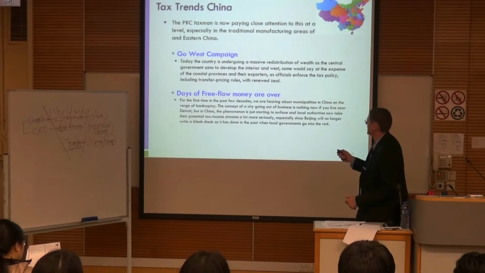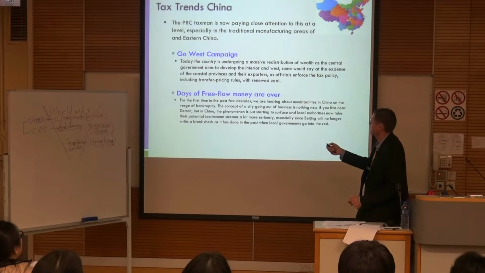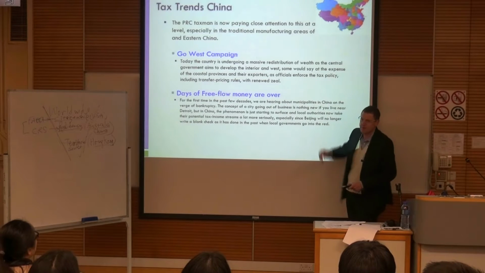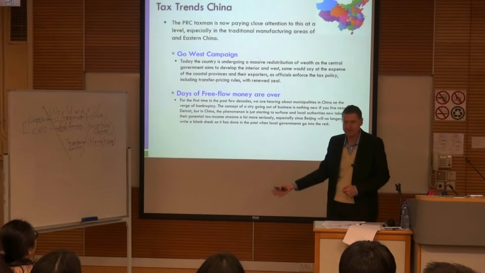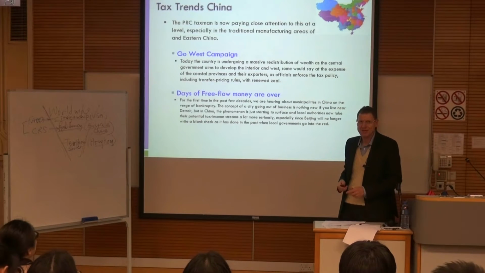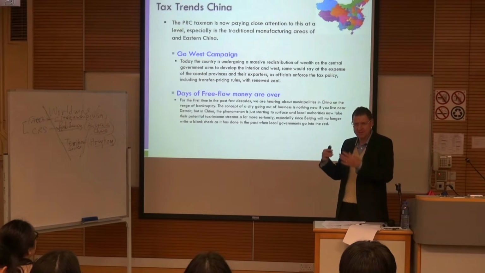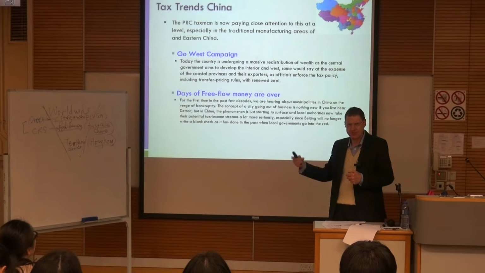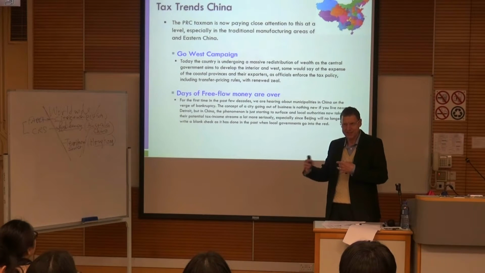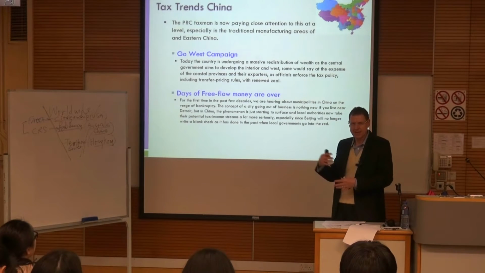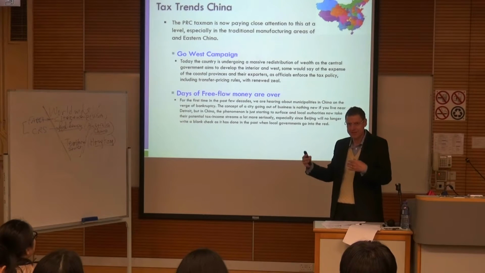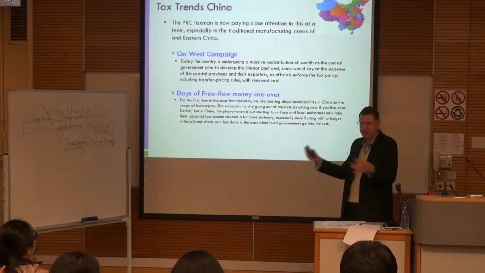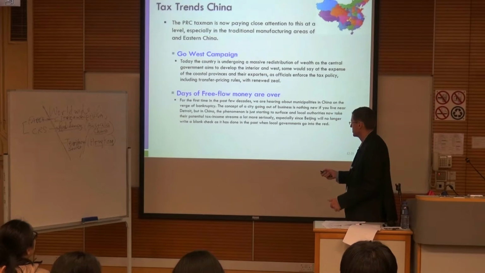There are other tax trends, for example, the Go West campaign, a massive redistribution of wealth. Therefore, there were different tax incentives for going inland versus on the coast. But sometimes that's very short-sighted, because if you want to sustain your manufacturing over time, you want to be somewhere for 10 years, not just for 3 years. And after the tax incentives run out, you don't have a justification for being there. Maybe your supply chain is not there anyway, so you've got other costs to worry about.